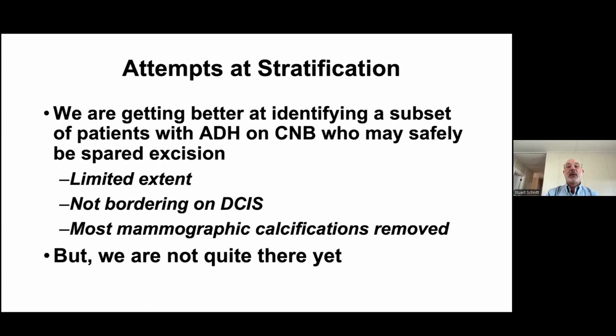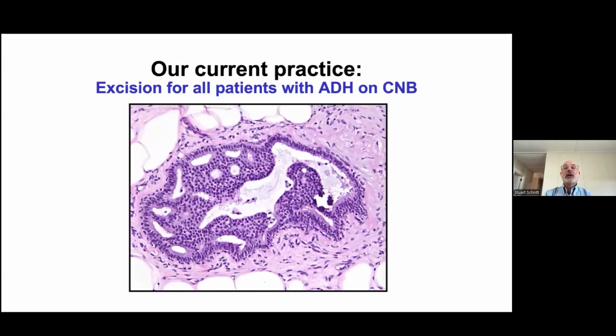I think we're getting better at identifying a subset of patients with ADH on core needle biopsy who can safely be spared excision. For example, those with a limited extent of the lesion that's not bordering on DCIS and in whom most of the mammographic calcifications have been removed. But I don't think we are quite there yet. So our current clinical practice is surgical excision for all patients with ADH on a core needle biopsy to ensure that they don't have something worse in the breast at that time.